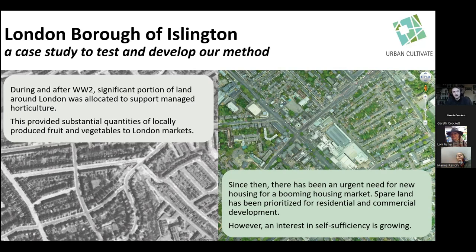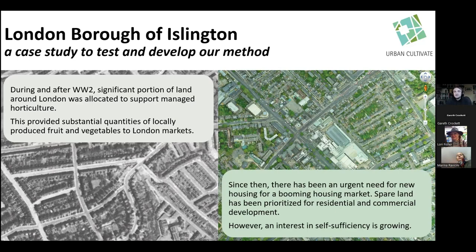Some of you may know the history of urban agriculture. Certainly in London, during and after World War II, significant portions of land were allocated to support horticulture. And that gets back to the point I was making a moment ago about building resilience to disturbance. What this did was provide quite significant quantities of fruit and vegetables to London markets, a local supply chain in a sense.